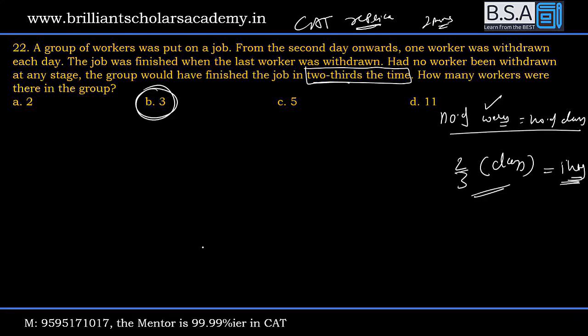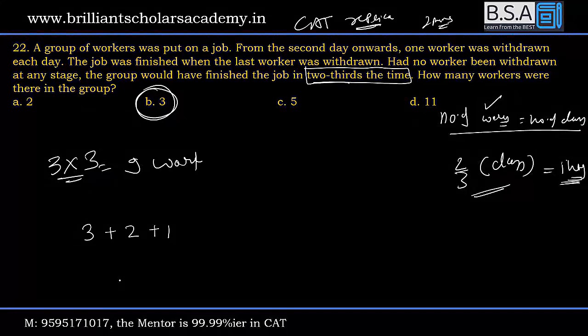There are 3 workers. Please observe how I am approaching this. 3 workers can do the work in 3 days. So what is the work? 9 is the work. So here on the first day, 3 workers start. Second day, there are 2 workers. Third day, there is 1 worker. Three workers, 2 workers, 1 worker. The work done is 6. So do you see 2/3 of the work has been done?